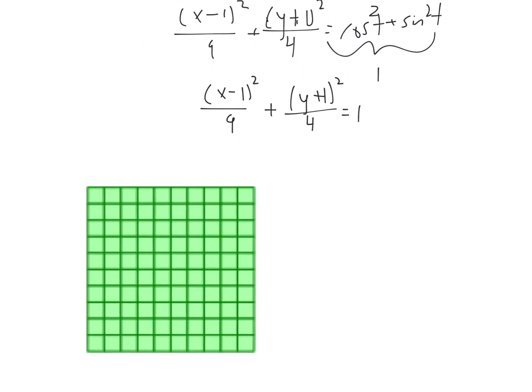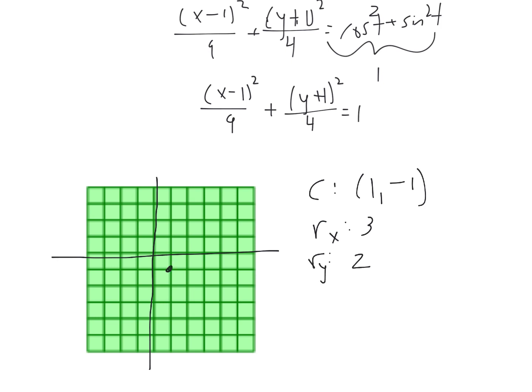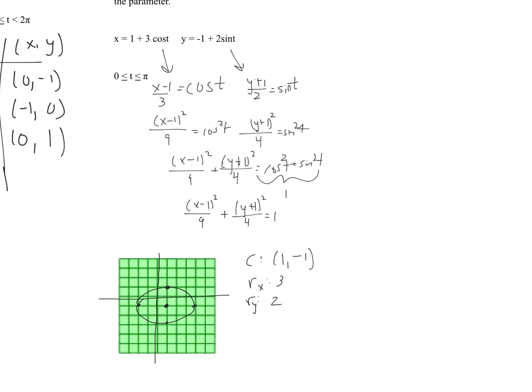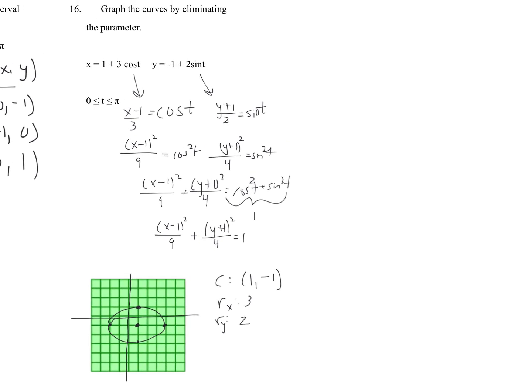And we can see that it is an ellipse with a center at 1, negative 1, with an x radius of 3, a y radius of 2. So 1, negative 1, go out 3 in each direction. Now this one doesn't ask to graph the foci, so we're not going to worry about the foci. Now the only thing is that we want to determine the direction of the parameter. Oh, and we only want this between 0 and pi, which means we're going to take off some of these coordinates.